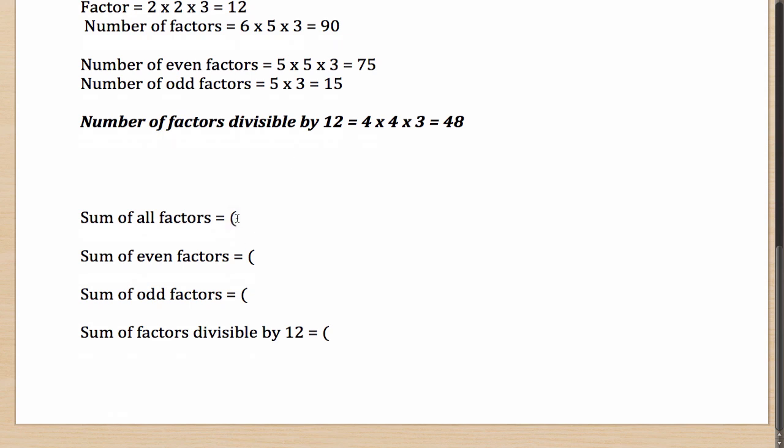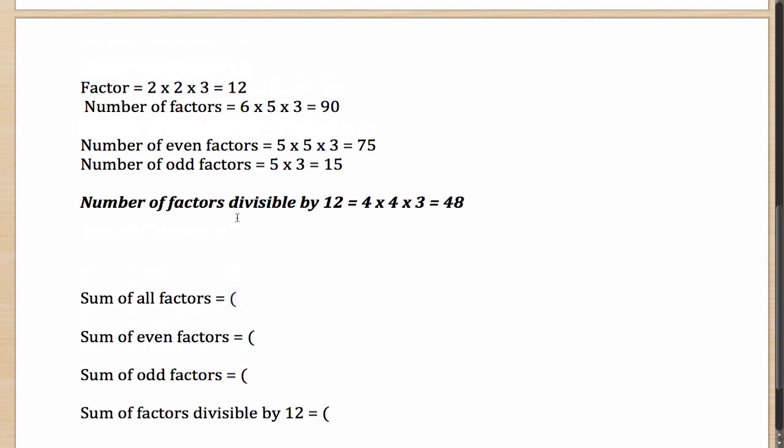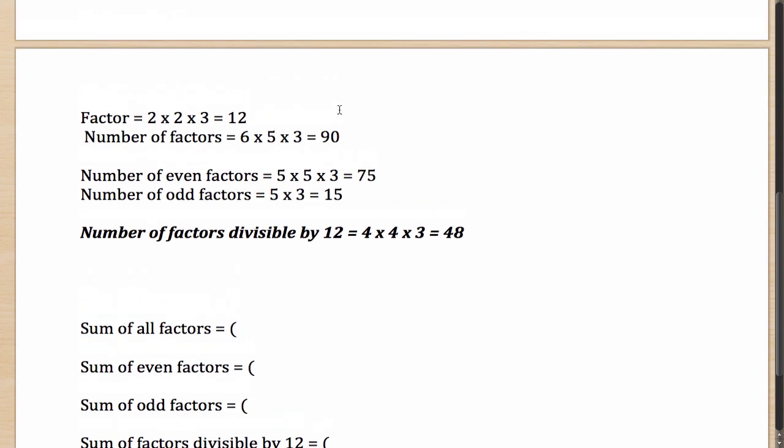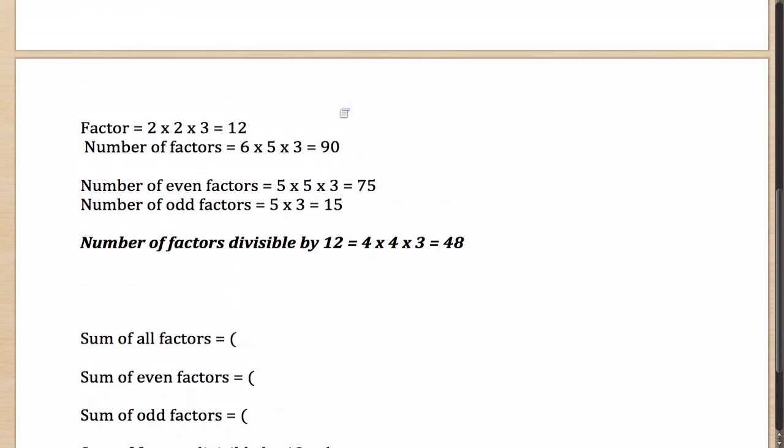Now, looking at the next set of questions, which is finding out the sum of all these factors. I figured out that there are 90 factors. Now, how do I get the sum of all of them? Well, it's very simple. All you need to do is 2 to the power 0 plus 2 to the power 1 plus 2 to the power 2 plus 2 cube plus 2 to the power 4 plus 2 to the power 5.